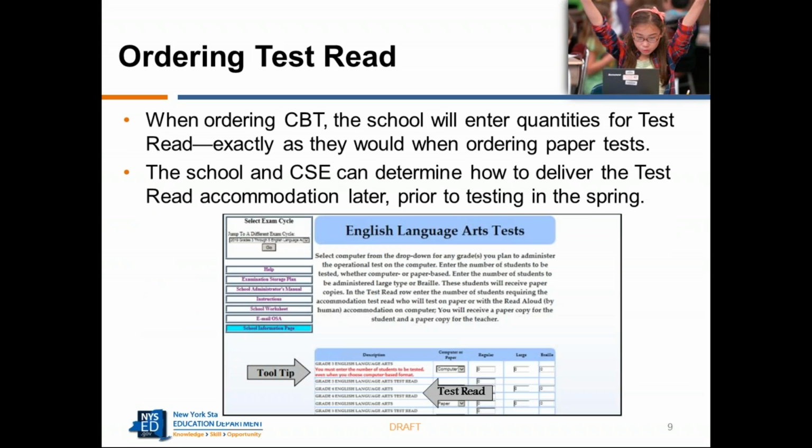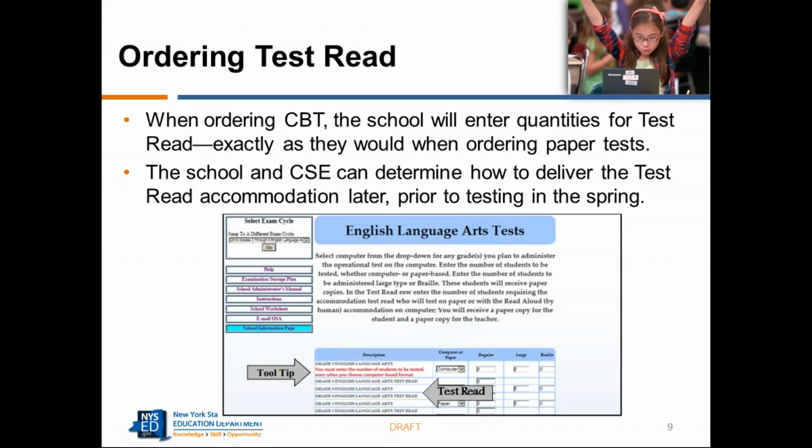When ordering computer-based tests for a CBT grade level, for a student who will be making use of the test-read accommodation, the principal will indicate the quantities of test-read students as he did when ordering paper tests. The CSE can work together with the student to determine the appropriate method of delivery on computer sometime before the spring testing window. The important part here is that when the principal is ordering, the principal is noting, yes, I do have X number of test-read students in this grade level.